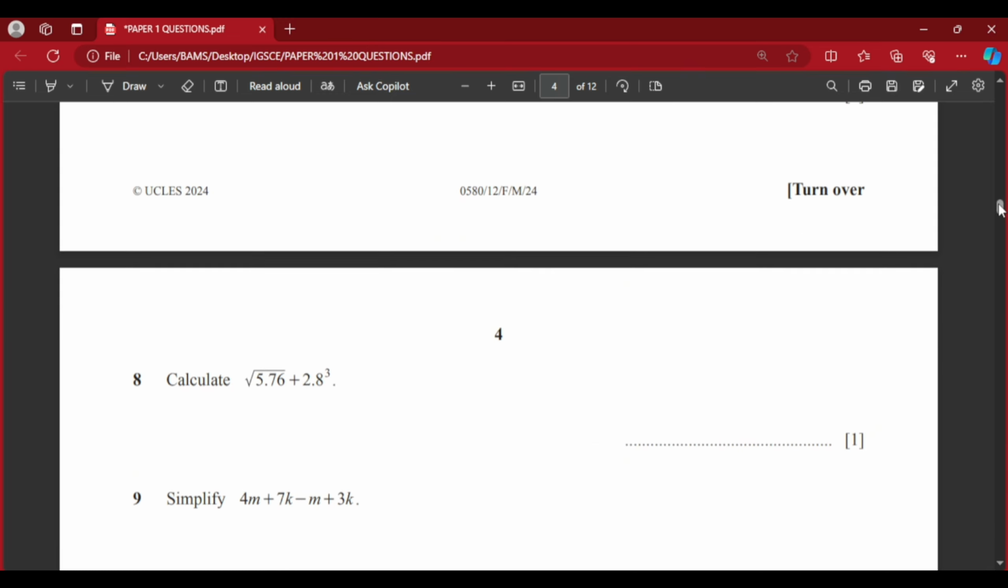So question 8 says the square root of 5.76 plus 2.8 to the power of 3, the cube. So what we have to do is very easy. You just say the square root of 576 over 100, plus 28 over 10 to the power of 3, right? So what is the square root of 576? That's 24. Then the square root of 100 is 10.